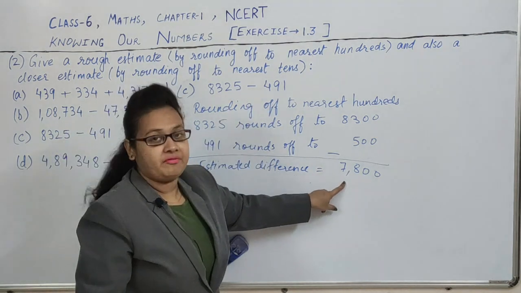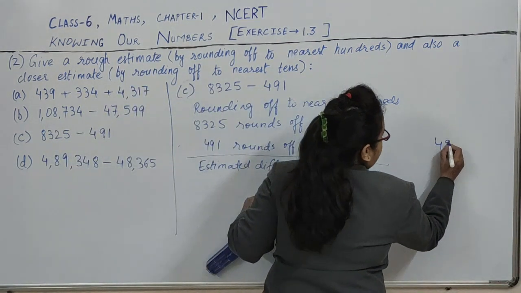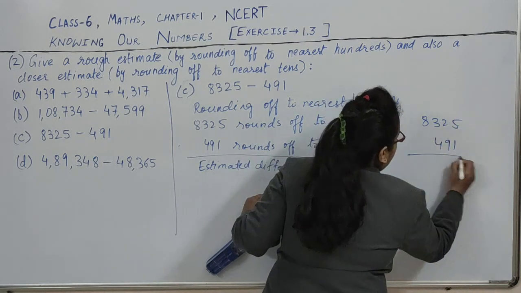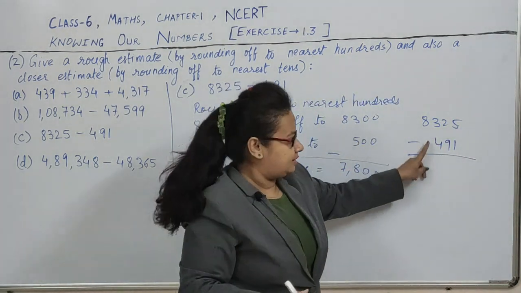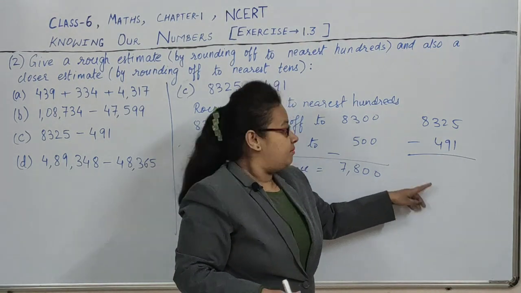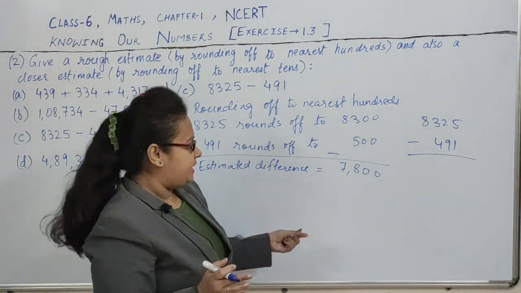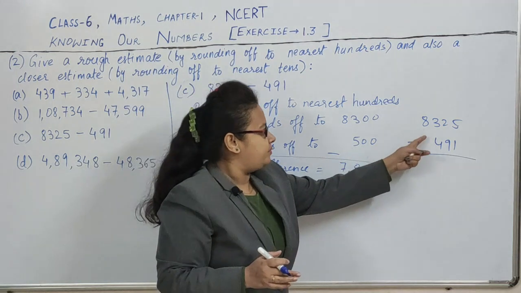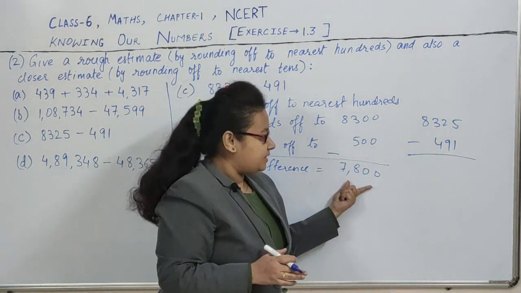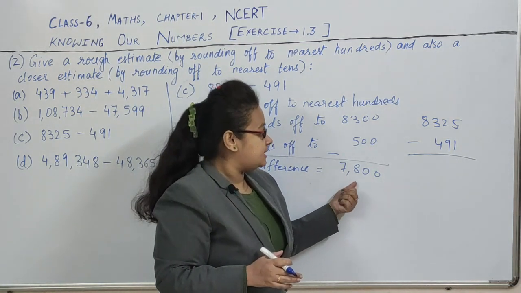This is not the actual difference. If we subtract 491 from 8325, you will get a different answer. Try and check this. You will get a different answer if you actually subtract this from this. But what we have done is estimate the difference. We have got a rough idea that if we subtract this from this, the difference will be approximately this. This is not the actual difference. This is the estimated difference.